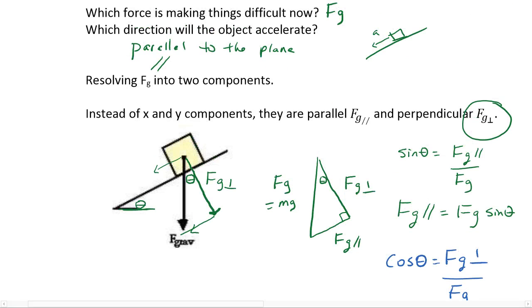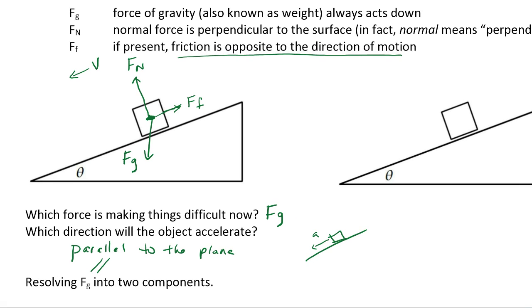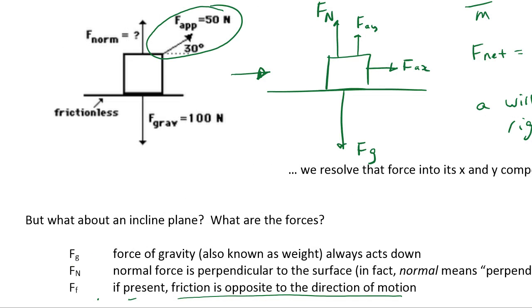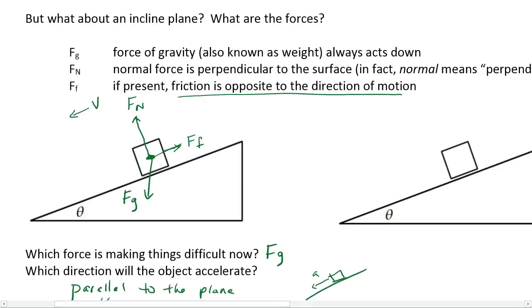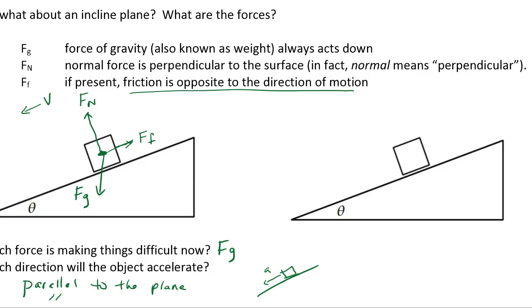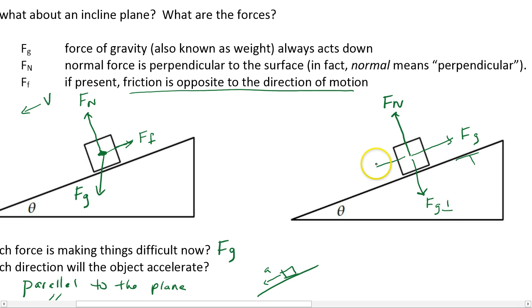So looking back at my original question, just like in my example where I changed FA into FAX and FAY, here I would still draw the normal force, and I'll still draw the force of friction, but now I will replace the force of gravity with this one here, the perpendicular one, so this is going to be FG perpendicular, and this one here will be FG parallel.